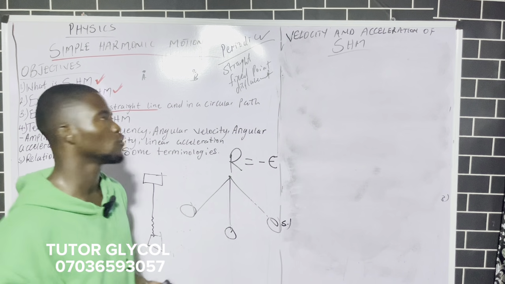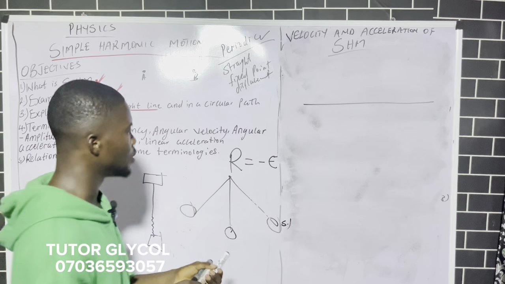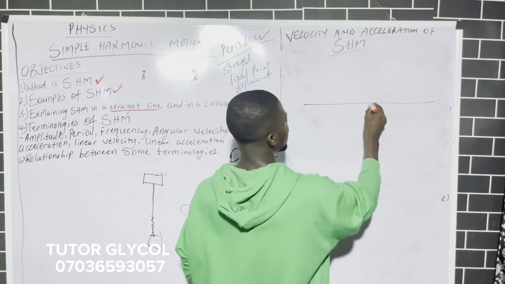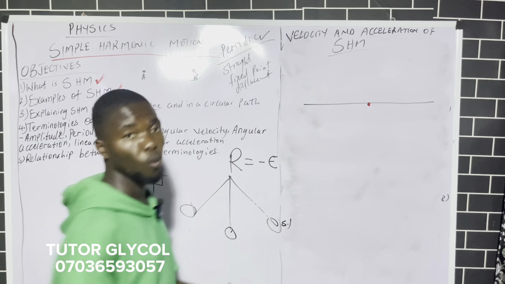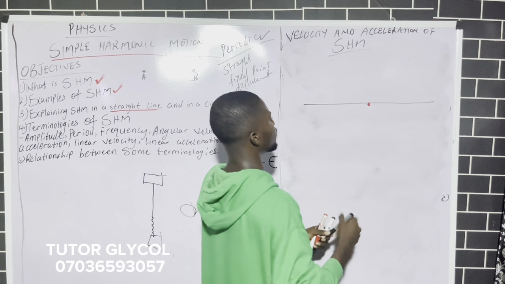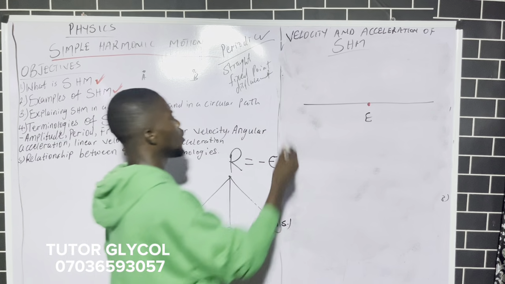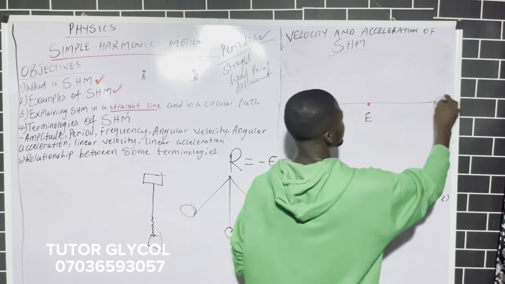Now the important thing you have to take note of, we say it's in a straight line, right? Simple harmonic motion occurs in a straight line, so I'm going to be using a straight line to explain this. So let's call this place the center, the equilibrium point. That's where the motion actually started from, E. So that's the equilibrium point. Then I'll call this point A, I'll call this point B.